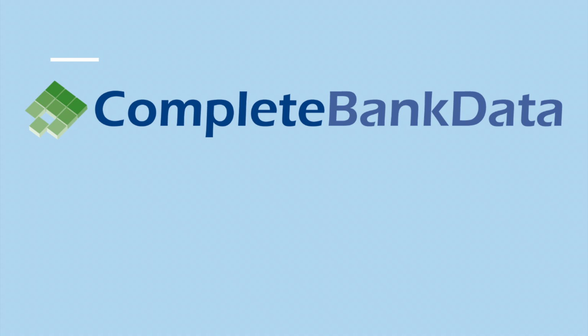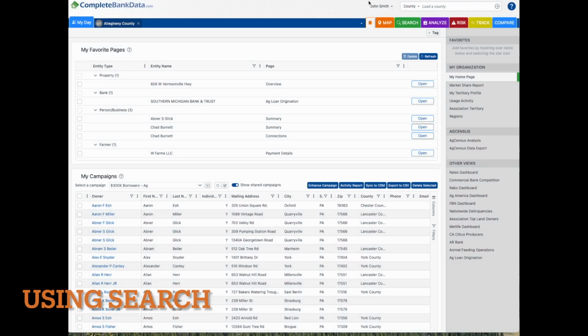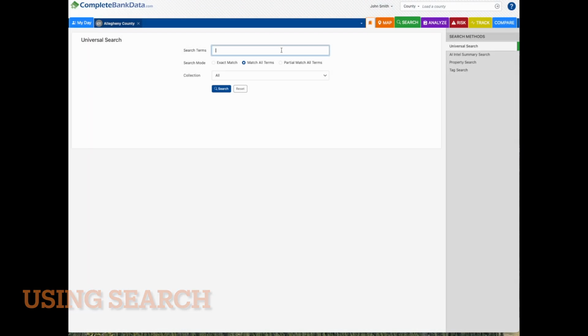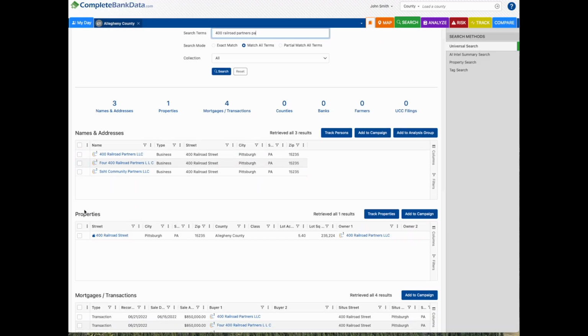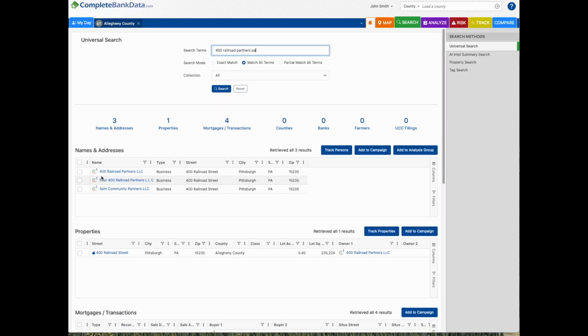Today we are going to demo CompleteBankData, a loan and market intelligence platform for bankers. We're going to start off using search. Users have the ability to search the platform to understand what any person, business, or bank in the US is up to. So here we looked up a partnership. We're going to see everything they have going on.